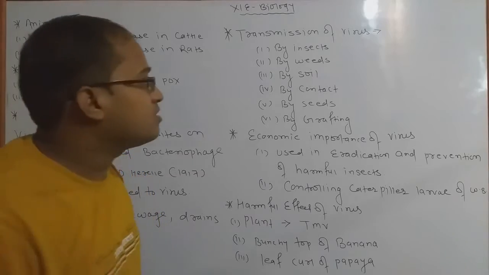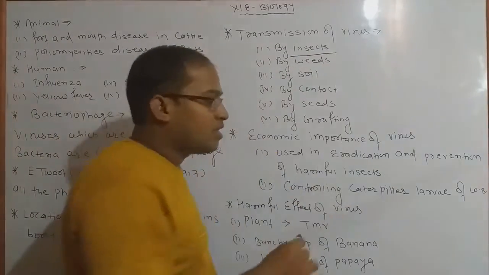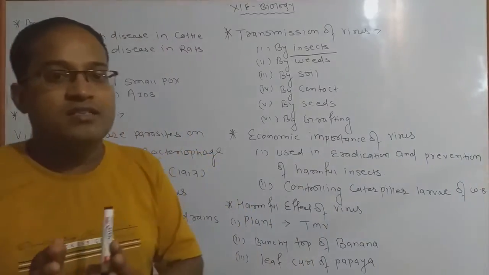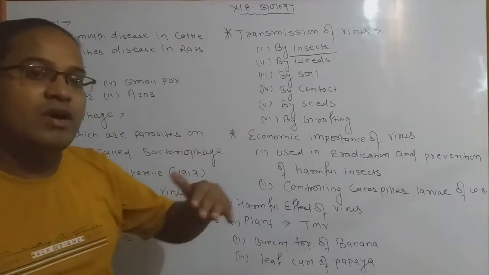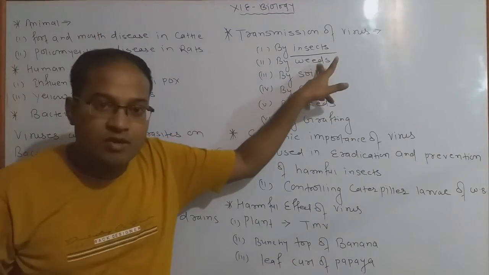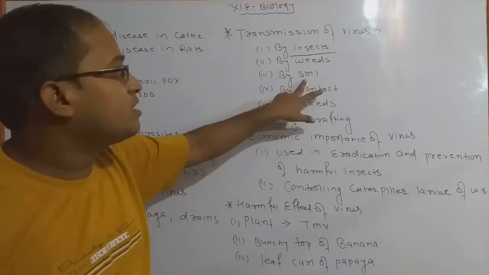The first one is by insects. We know that several types of pathogen insects can transmit a virus from a diseased plant to any healthy plant, and that is the most important. Second, by weeds. We also know the meaning of weeds. Third point is by soil.